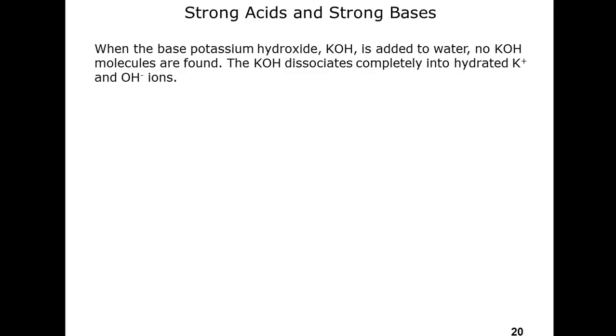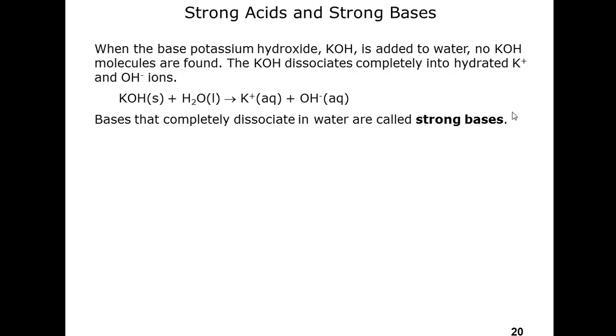When the base potassium hydroxide, KOH, is added to water, no potassium hydroxide molecules will remain. They completely dissociate. So the KOH completely dissociates into hydrated K+ and OH- ions. Bases that completely dissociate are called strong bases.